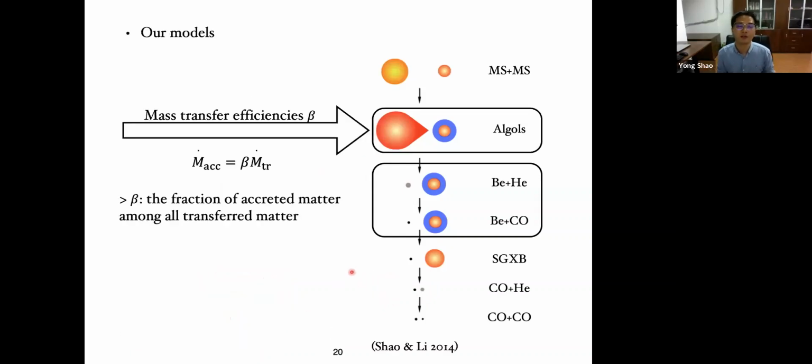Next, I will talk about our models. Here I will focus on the mass transfer efficiency.